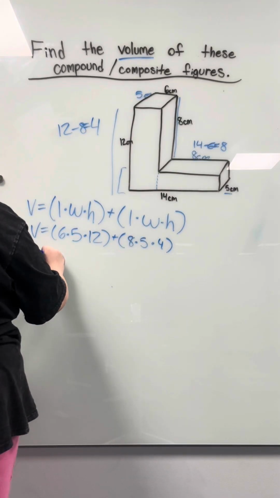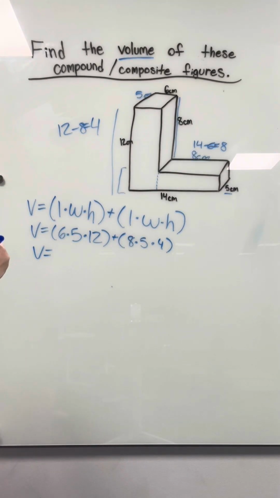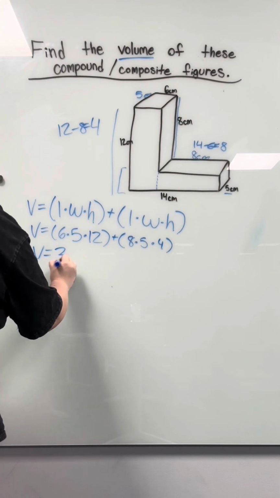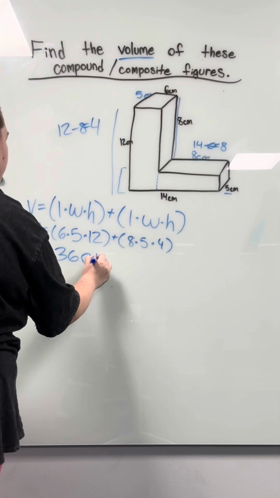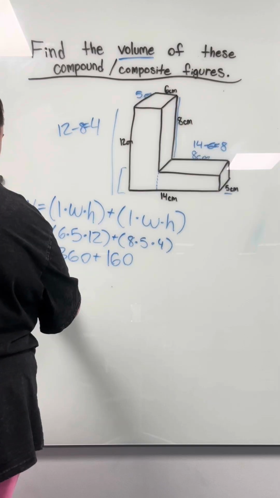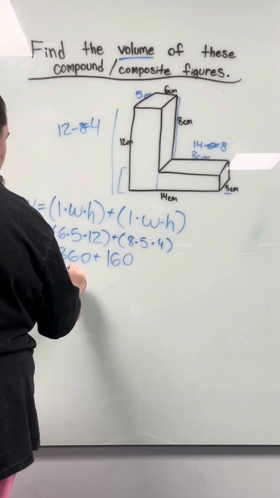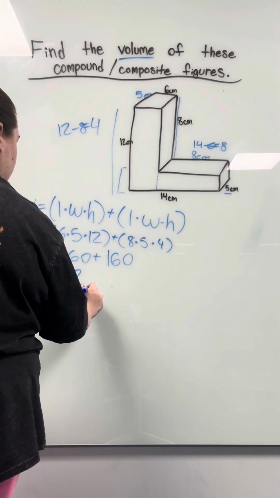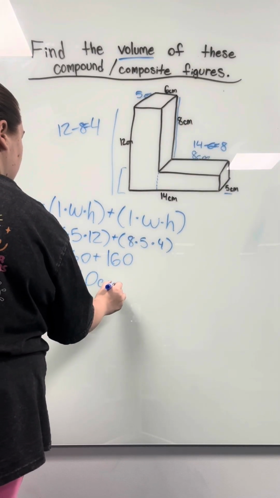So now our volume, when we put this into our calculator, should be 360 plus 160. That should get us to 520 centimeters cubed.